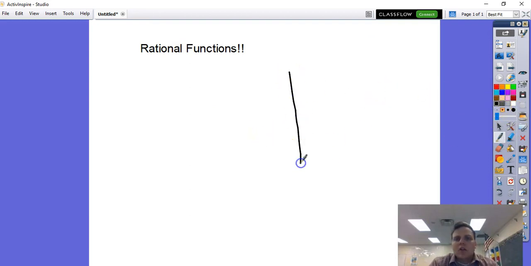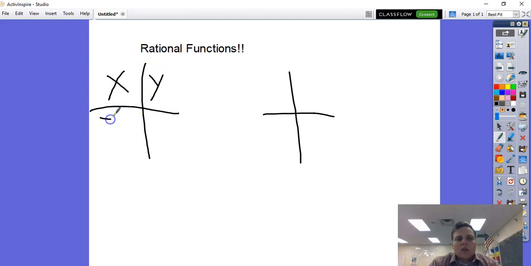So you draw yourself your x, y axes. Now it's important to realize, where do we get graphs? We get graphs from tables. So x, y: -2, -1, 0, 1, 2. These are the 5 values I want to use to graph. Now let's think about the function I'm graphing here: y equals 1 over x.